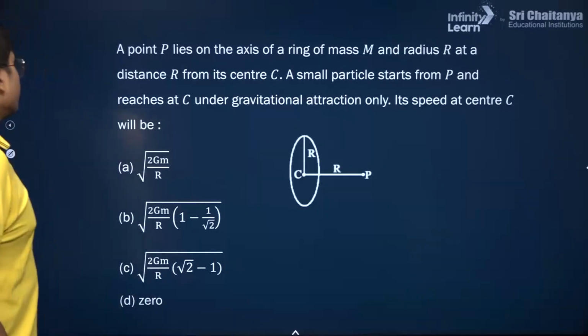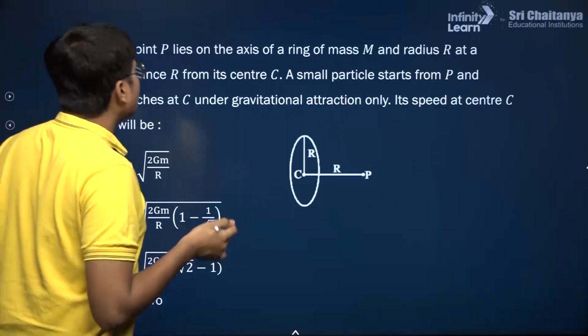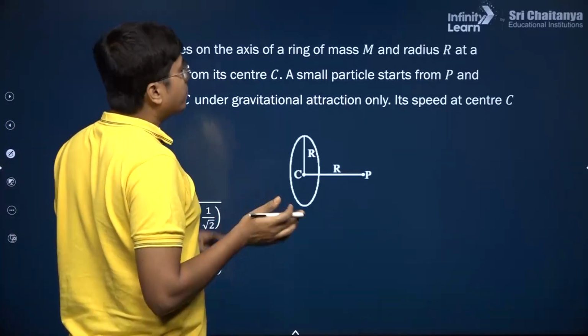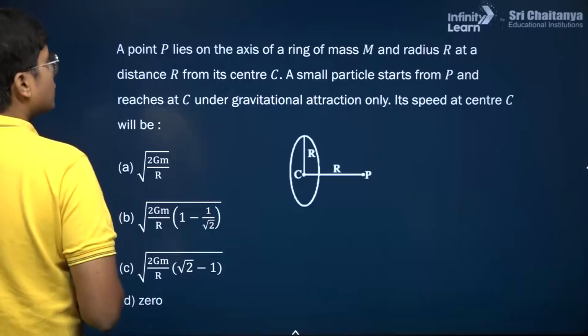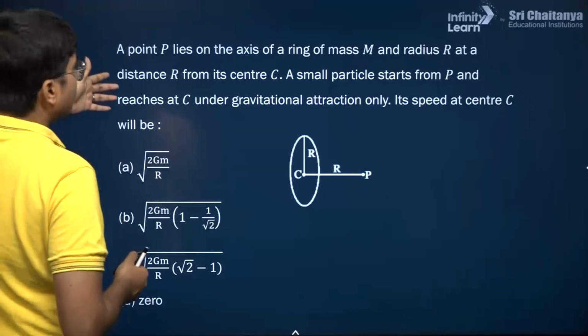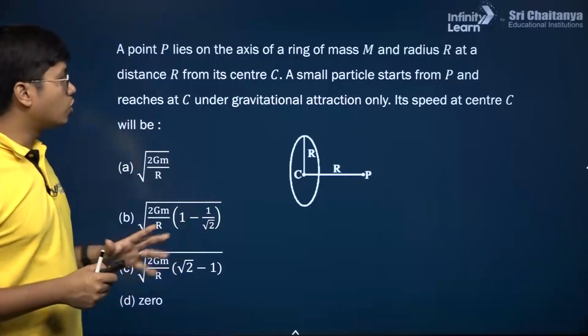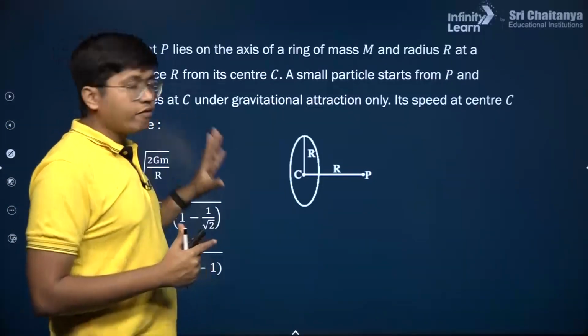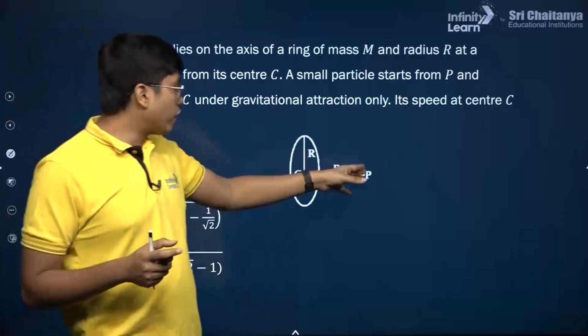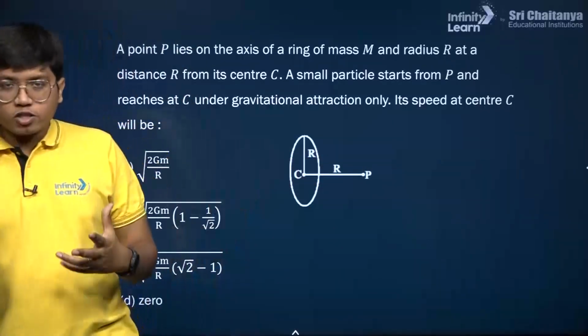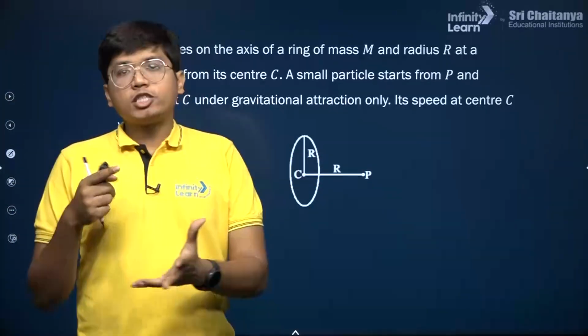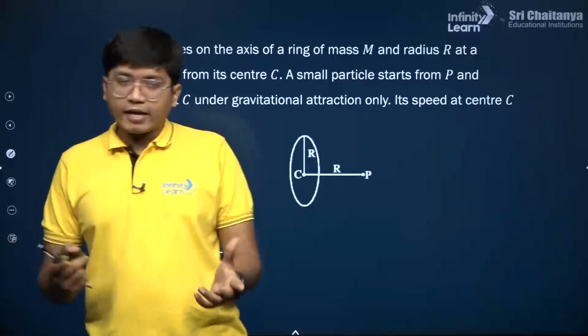Okay, let's move on. This one says point P lies on the axis of a ring of mass capital M, radius capital R, at a distance capital R from its center C. A small particle starts from P and reaches C under gravitational attraction only. Its speed at the center C will be? Since we are moving from one point to the other, we have to equate the change in potential energy to the kinetic energy.